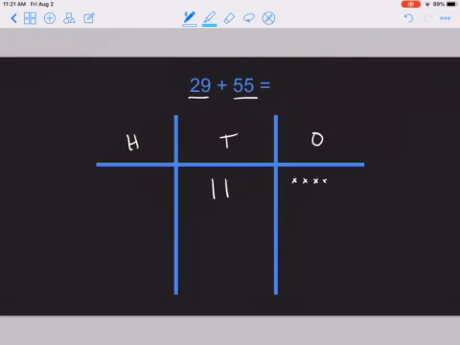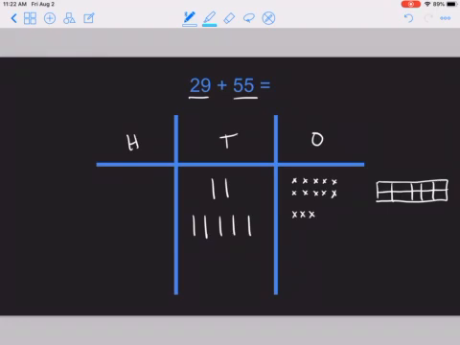1, 2, 3, 4, 5, 6, 7, 8, 9. And I'm going to make my ones like our ten frame that you all worked with. I know you worked with those in first grade. Kind of the same idea. So I have 2 tens, 9 ones. 55, I'm going to have 5 tens and 5 ones. 1, 2, 3, 4, 5. I'm just going to draw the 5th one, and then I have 5 ones. I'm going to complete this ten frame idea first in that second row. So there's 1, 2, 3, 4, 5.